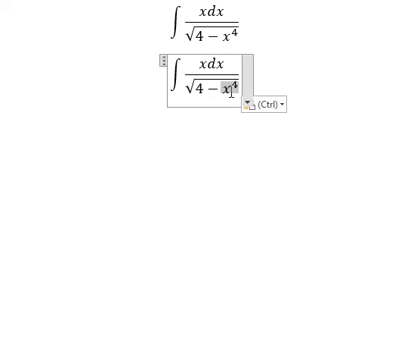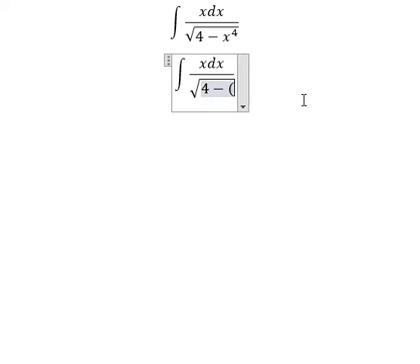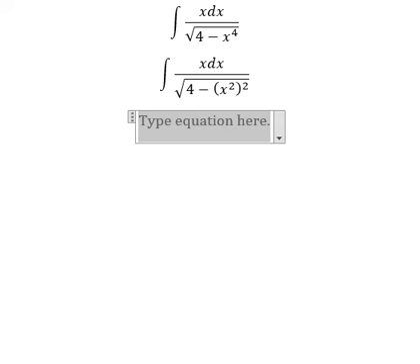About x to the power of 4, we can put into x squared to the power of 2. Next, we need to use integration by substitution.